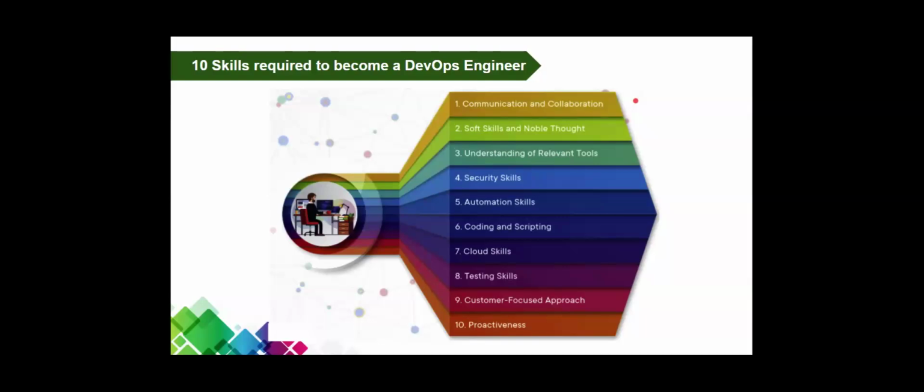Next one, automation skills. Wherever it's possible, we have to automate the process. Then it will be easy for us, and it will be helpful for the development team as well. That's why we came for it as DevOps engineers.